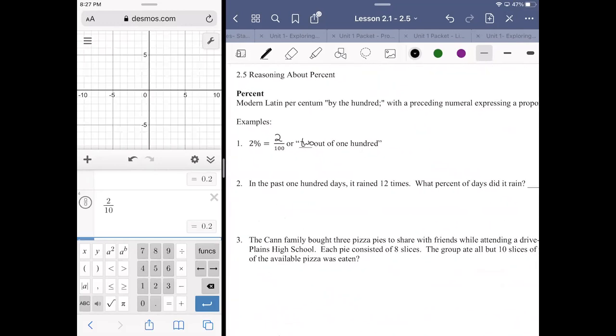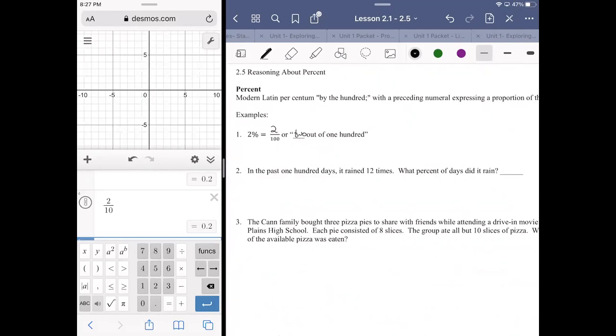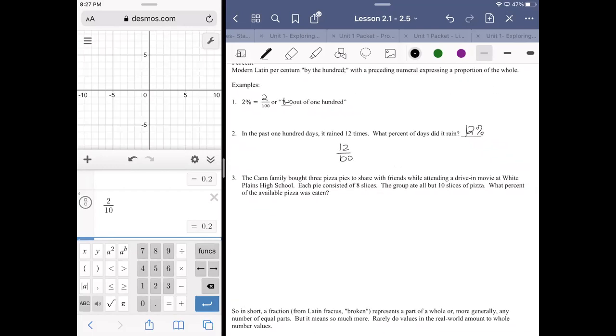All right. We can also apply it to a somewhat reasonable real world problem. Nothing too crazy. In the past 100 days, it rained 12 times. What percent of days did it rain? Well, if it rained 12 times, it's 12 out of 100. So that corresponds to 12%. So 12% of those days.